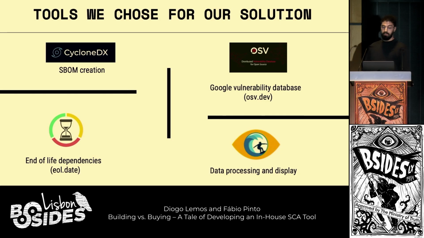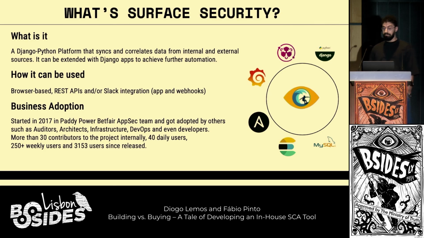And to check end-of-life dependencies, we are using endoflife.date, another tool that you can just go there and use. We are syncing the data into our main tool, and then for data processing and displaying, we are using a tool that we developed. It is called Surface Security.